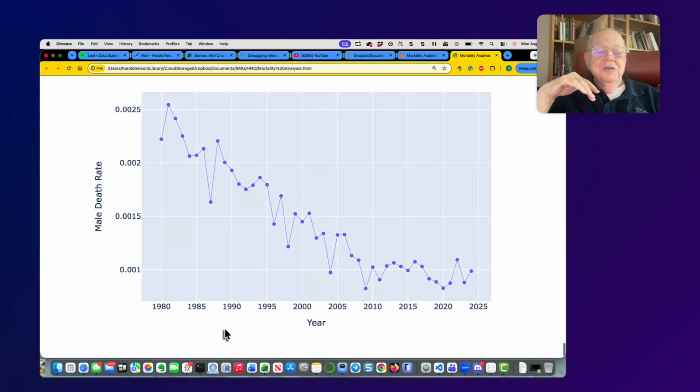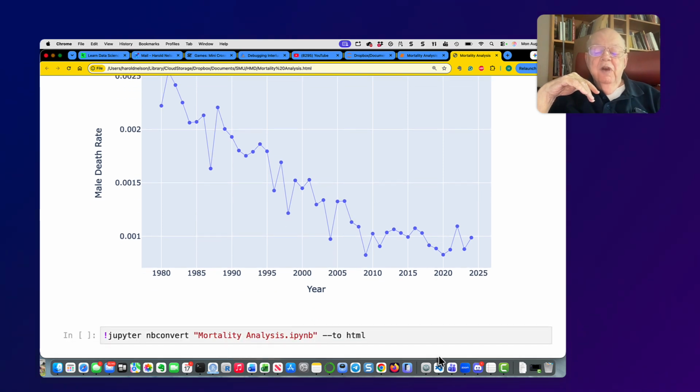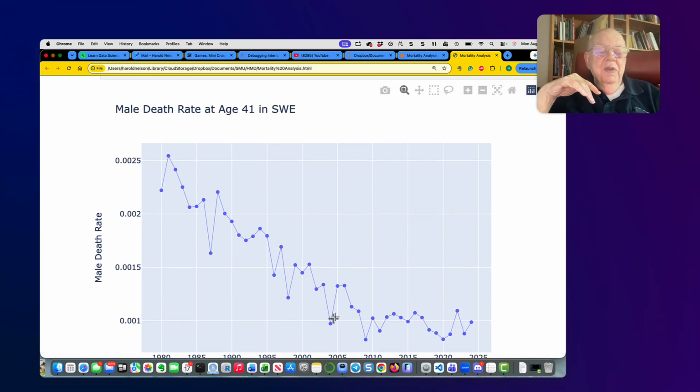And this is also an interesting graph. It shows a real steady decline from 1980 to about 2010, then it essentially flattens out. And what I find interesting about this graph is that nothing really happened as a result of COVID, at least in Sweden. Okay, so that's what it looks like, programming in English and doing data analysis.